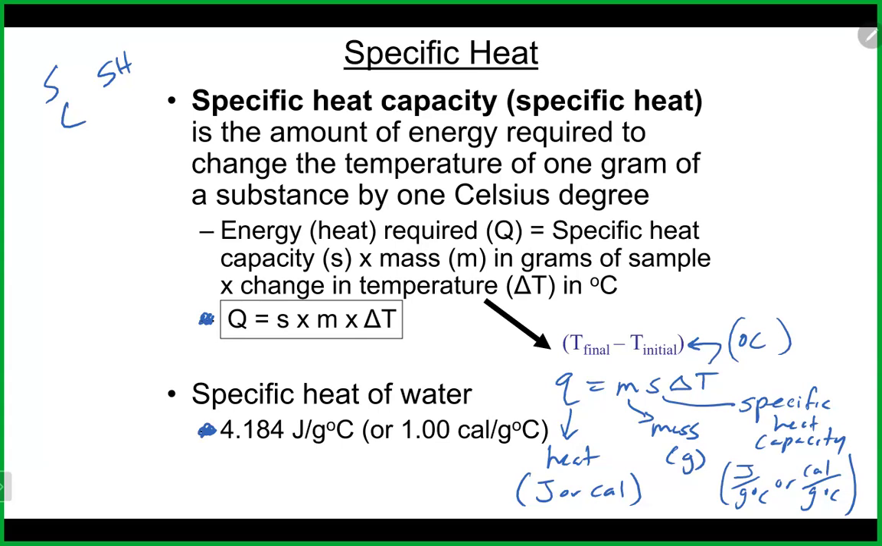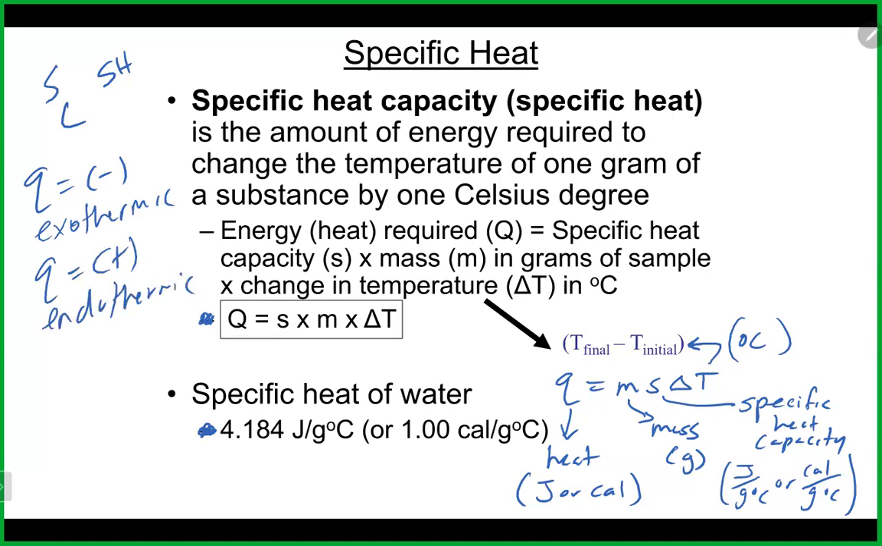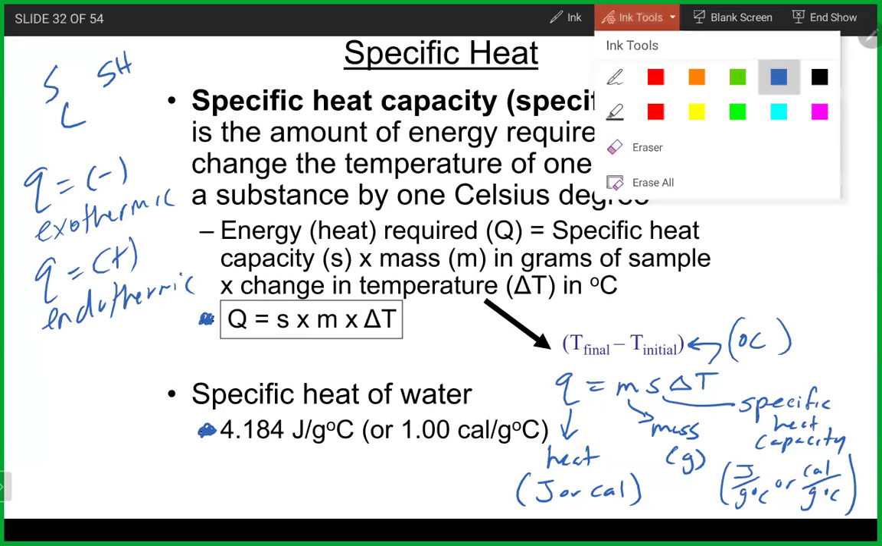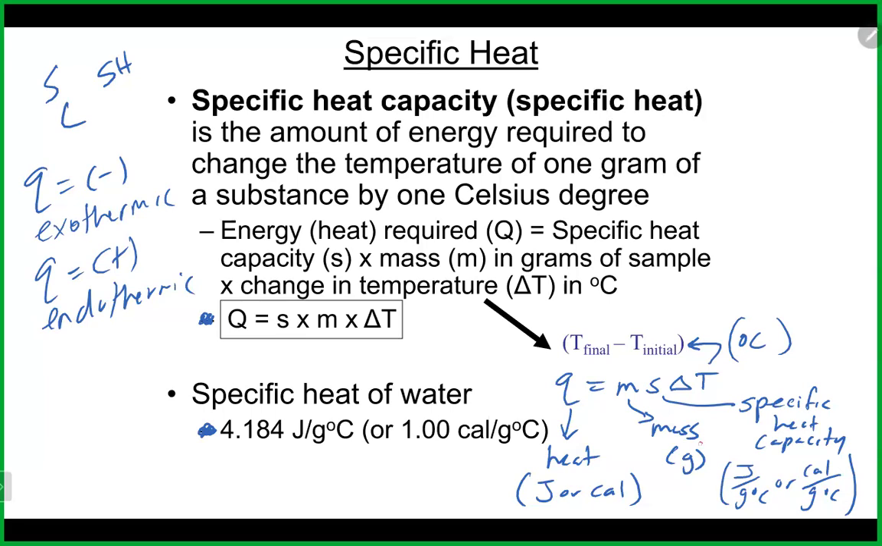Why is that important? As we talked about a second ago, a Q that is negative is exothermic. A Q that is positive is endothermic. And if we look at our equation here, the mass will be a positive number, and specific heat capacity will be positive, which means the only place that can turn our Q into a negative number is the change in temperature.